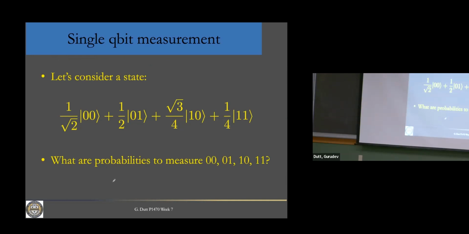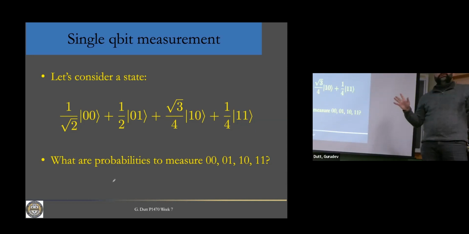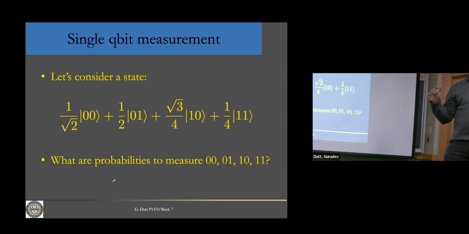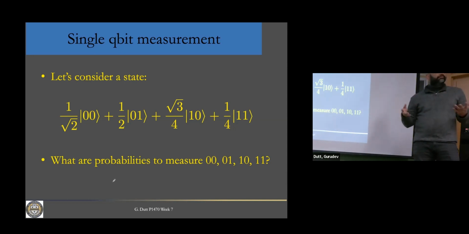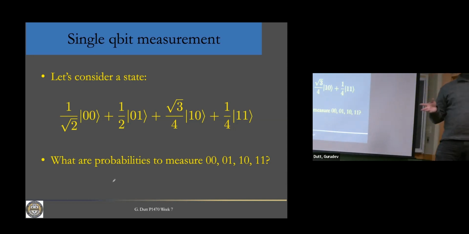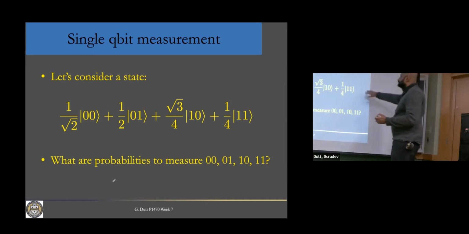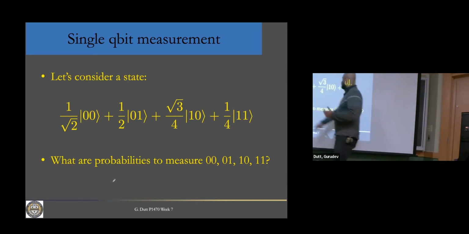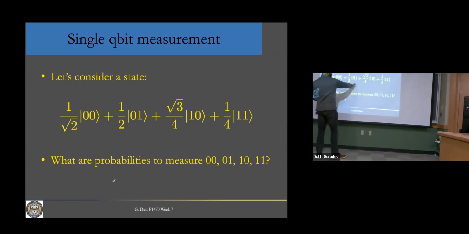Okay, any questions so far about representation in this 4-dimensional Hilbert space, column vectors and Kronecker products? Okay, now let's do an example which has to do with measurement. We have talked about basis states. Now let's talk about measurements. Let's consider a state which is 1 over root 2 |00> plus 1/2 |01> plus root 3 over 4 |10> plus 1/4 of |11>.